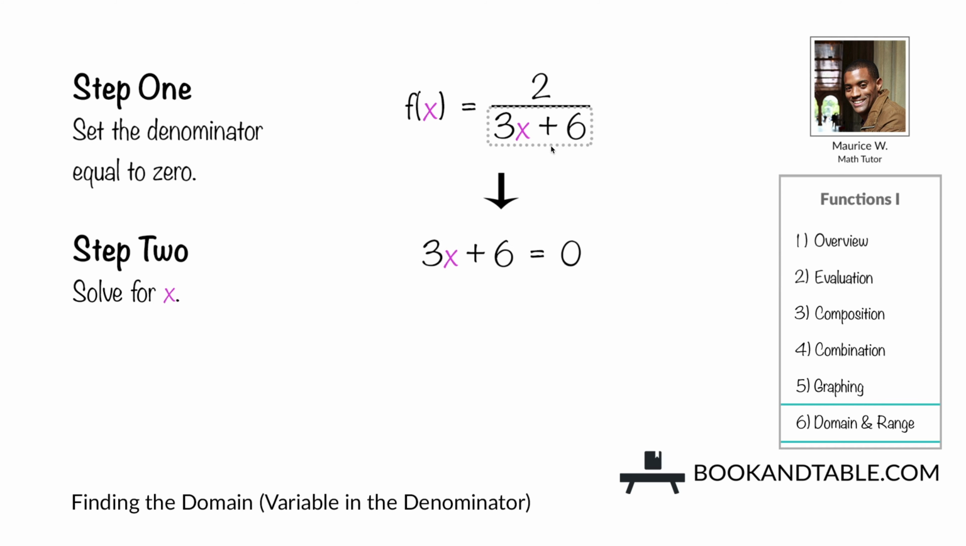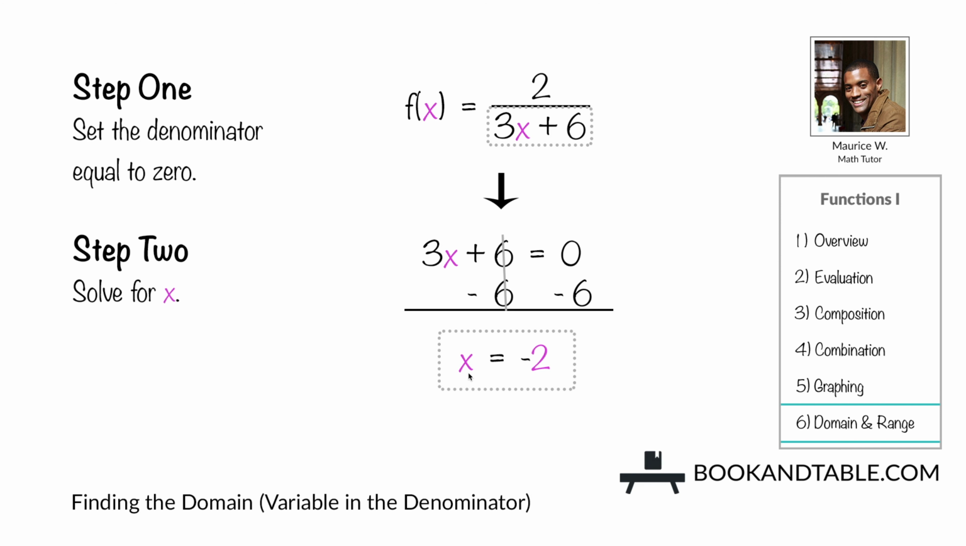So step 1, set the denominator equal to 0. The denominator is 3x + 6, so we have 3x + 6 = 0. And now step 2, we want to solve for x. The first thing we do is subtract 6 from both sides, giving us 3x = 0 - 6, which is -6. And now to remove this coefficient, positive 3, we divide both sides by 3, showing us that x = -6 / 3, which is -2.